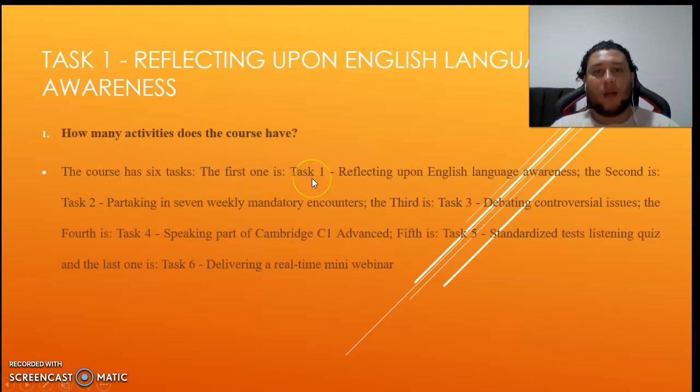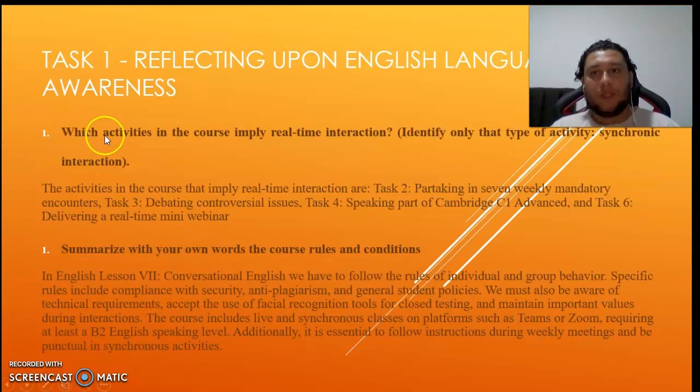In this case, normally we have 4 or 5 tasks. In this case, the task number 1, number 2, number 3, number 4, and number 5. In every task we have to do a homework or resolve a learning guide. In this case, which activities in the course imply real-time interaction? The activities in the course that imply real-time interaction are the task 2.